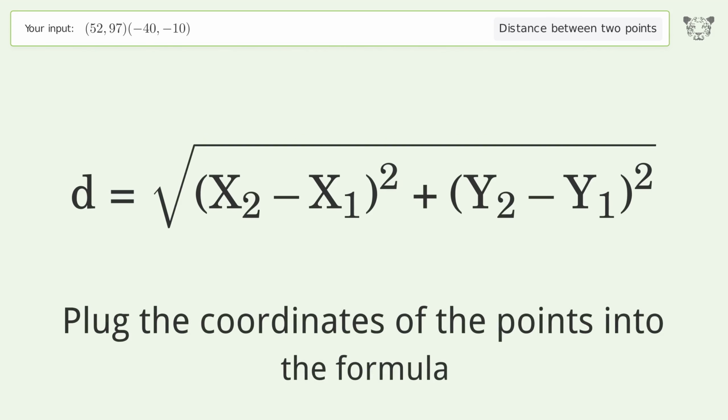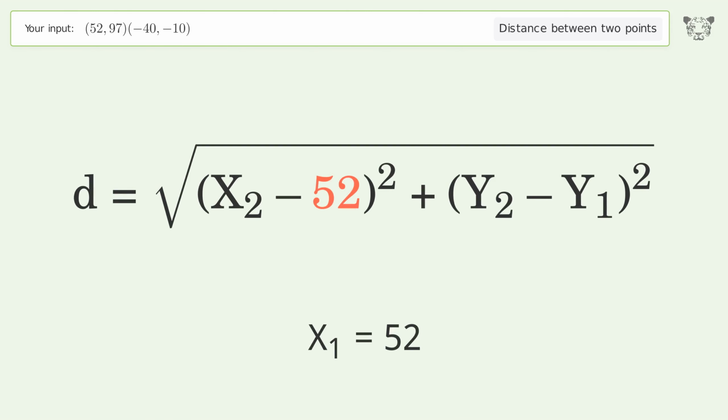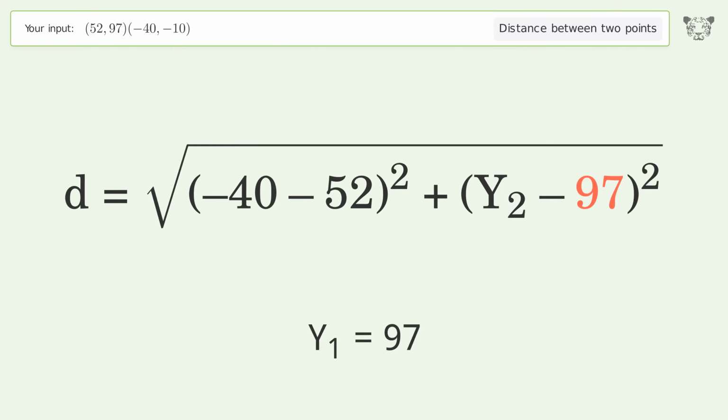Plug the coordinates of the points into the formula. x1 equals 52. x2 equals negative 40. y1 equals 97. y2 equals negative 10.